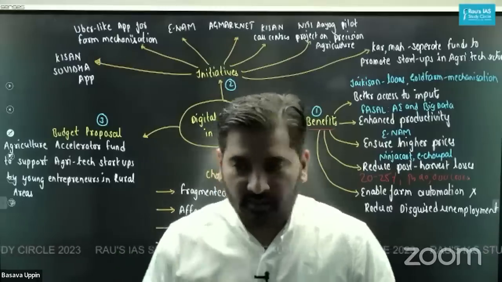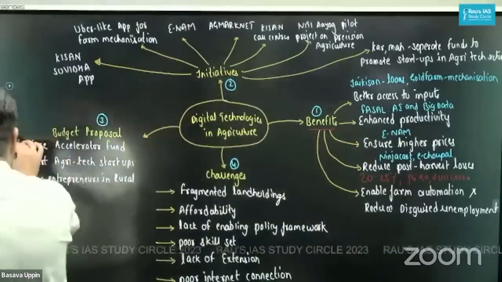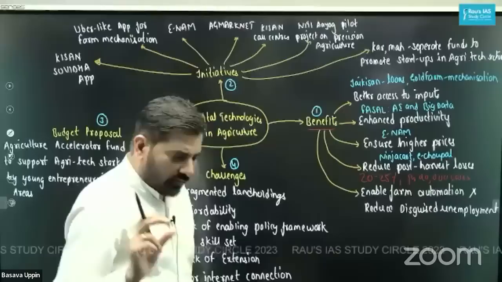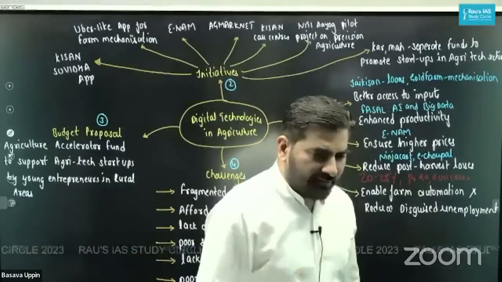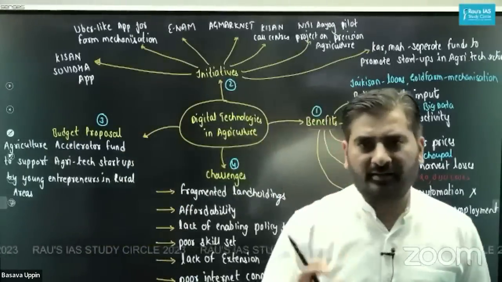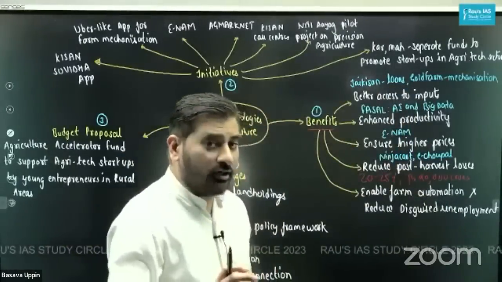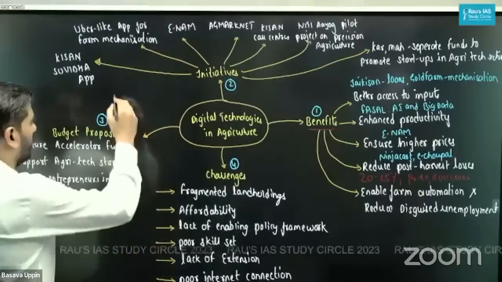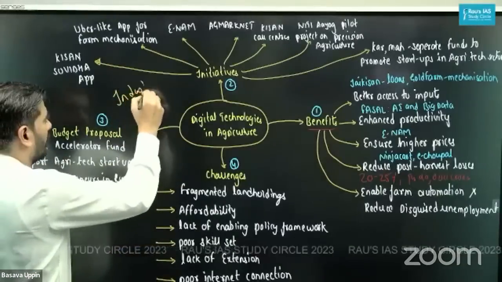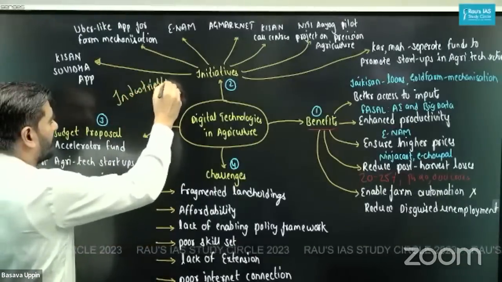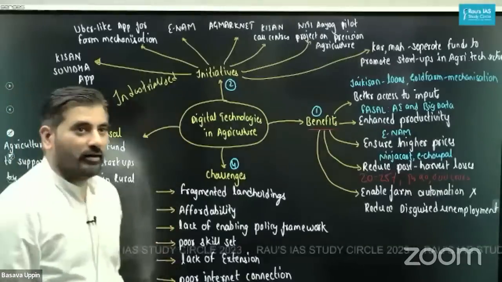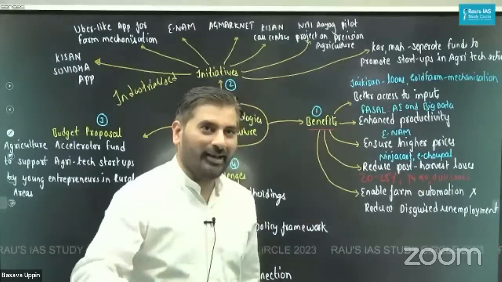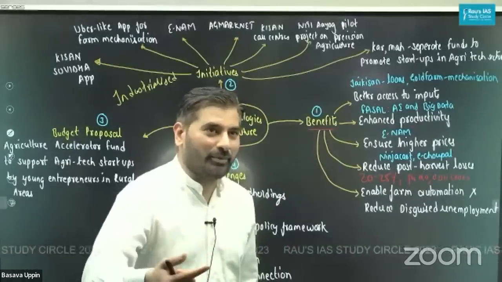In fact, the Committee on Doubling Farmers' Income, that is the Dalwai panel, has made a very beautiful statement. The statement made by the Dalwai panel is, adoption of digital technologies has a potential to transform Indian agriculture to become more industrialized. Look at the word. Indian agriculture can become more industrialized. What is the meaning of this? Indian agriculture can become more developed.